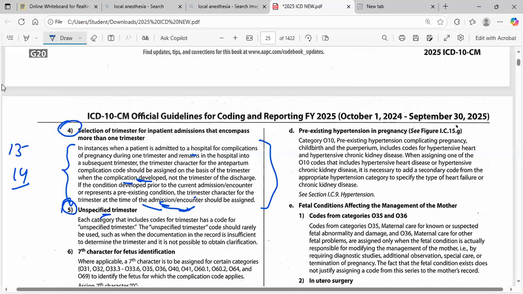Unspecified trimester means that you do not have the information on the week of gestation. When you do not have the information on the week of gestation, in that case, you are going to pick a code for unspecified trimester. But you have to make sure that you refer to all the documentation to confirm that you do not have that information.